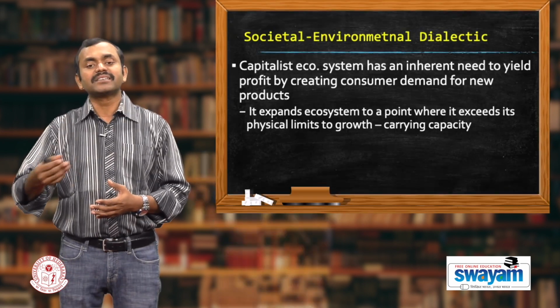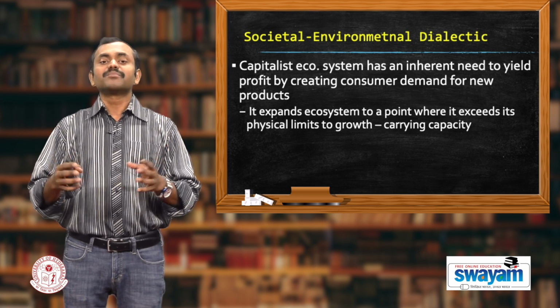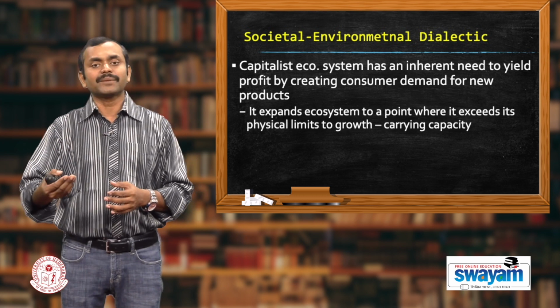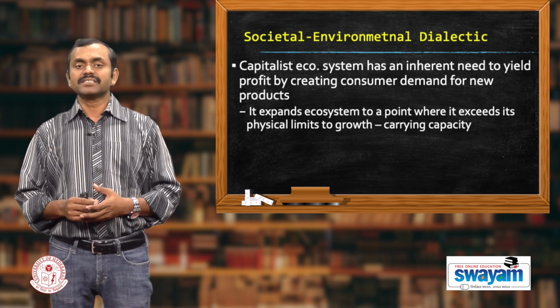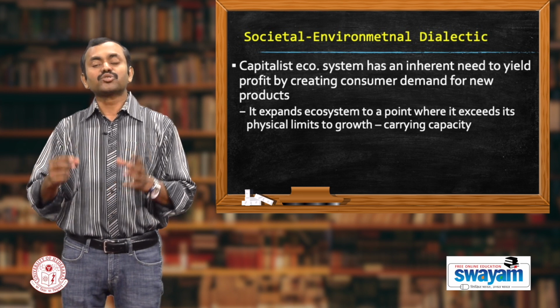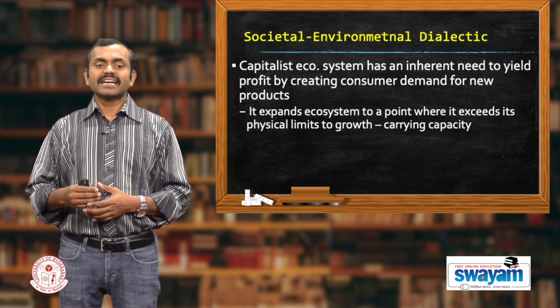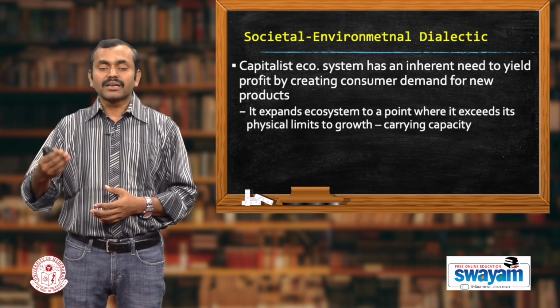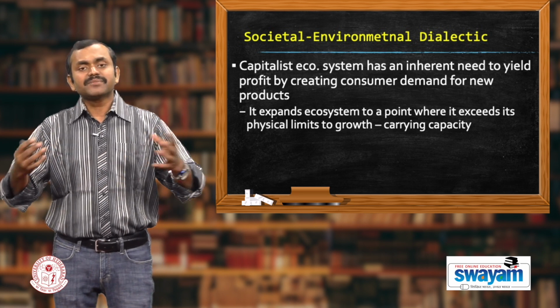What Schnaiberg describes is that during the process of capitalism, there is a societal environmental dialectic. Drawing from the Marxian analysis of the inherent contradictions within capitalism, Schnaiberg also says that there are certain inherent contradictions within capitalism, and that inherent contradiction is between society and environment, or the societal and environmental dialectic. What Schnaiberg says is that the capitalist economic system has an inherent need to yield profit.